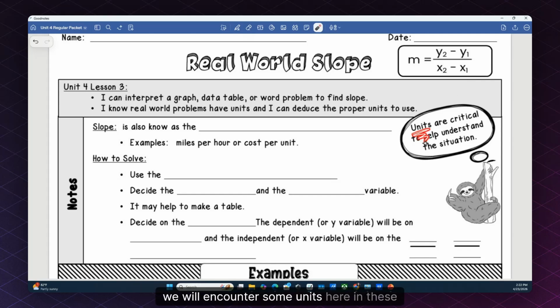We will encounter some units in these problems, and units help to provide explanation for what we see. The objectives for today: I can interpret a graph, a data table, or a word problem to find slope. What would be the slope in those three types of representations? And I know real world problems have units, I can deduce the proper units to use, and I know that they convey information. Those units are valuable pieces of information.